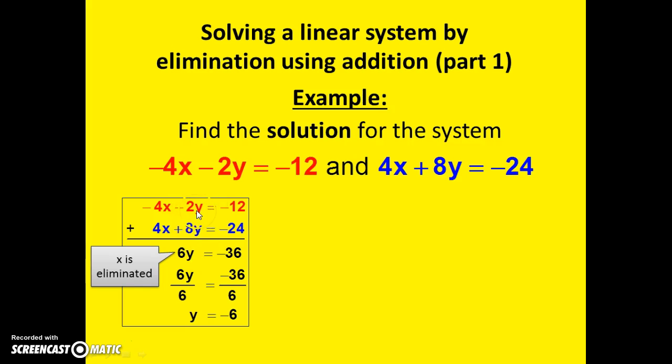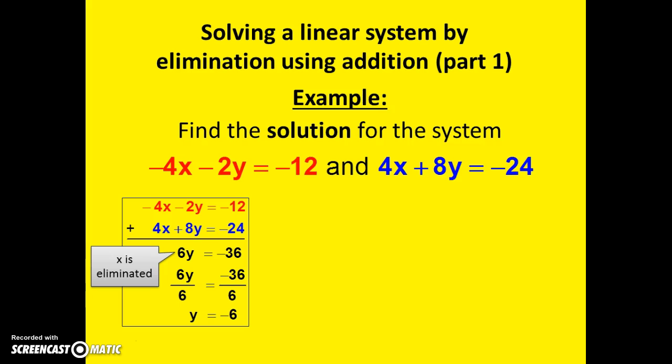Now all we have left is negative 2y plus 8y equals 6. 8 minus 2 is 6y. And on the other side, we're going to do the same thing. We're adding these two equations. So negative 12 plus negative 24 is negative 36. Now it's just a question of finishing up the equation. So since we have 6 y's and we want 1, we divide both sides by 6, and that's going to give us y equals negative 6. So we found our y.